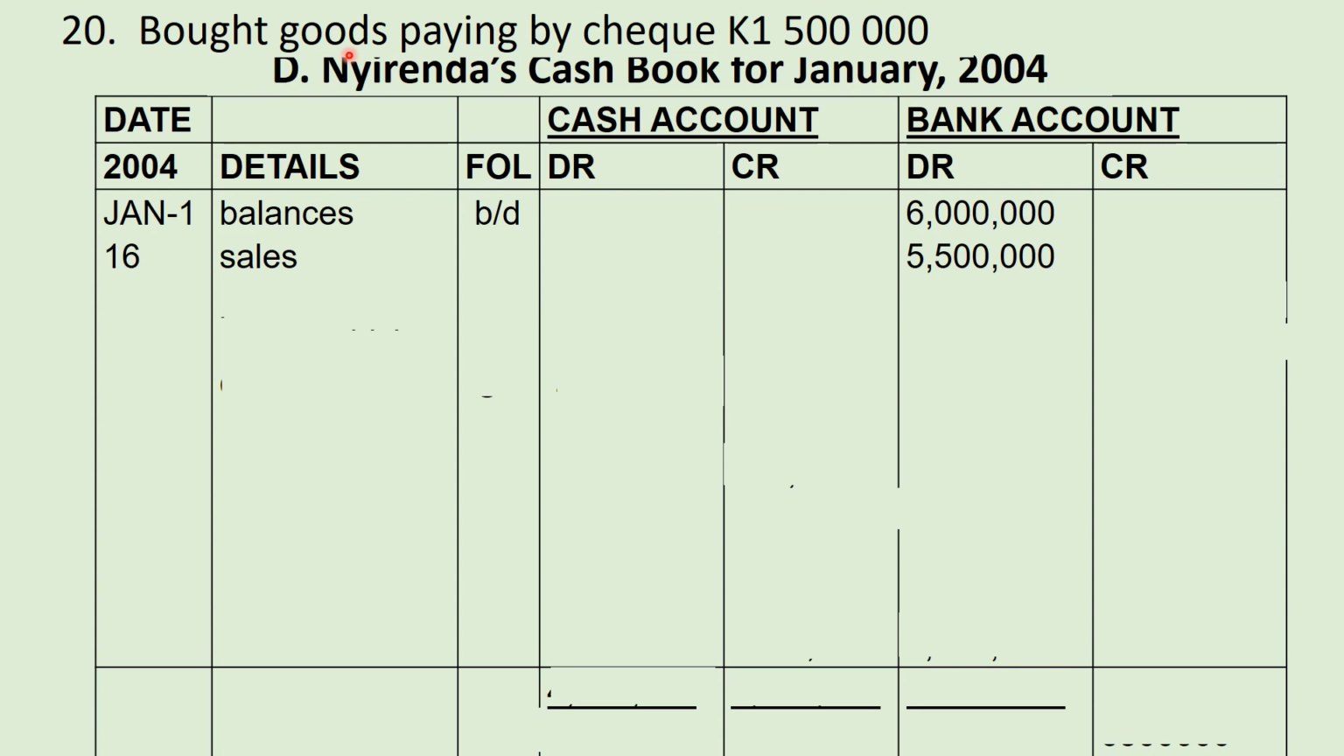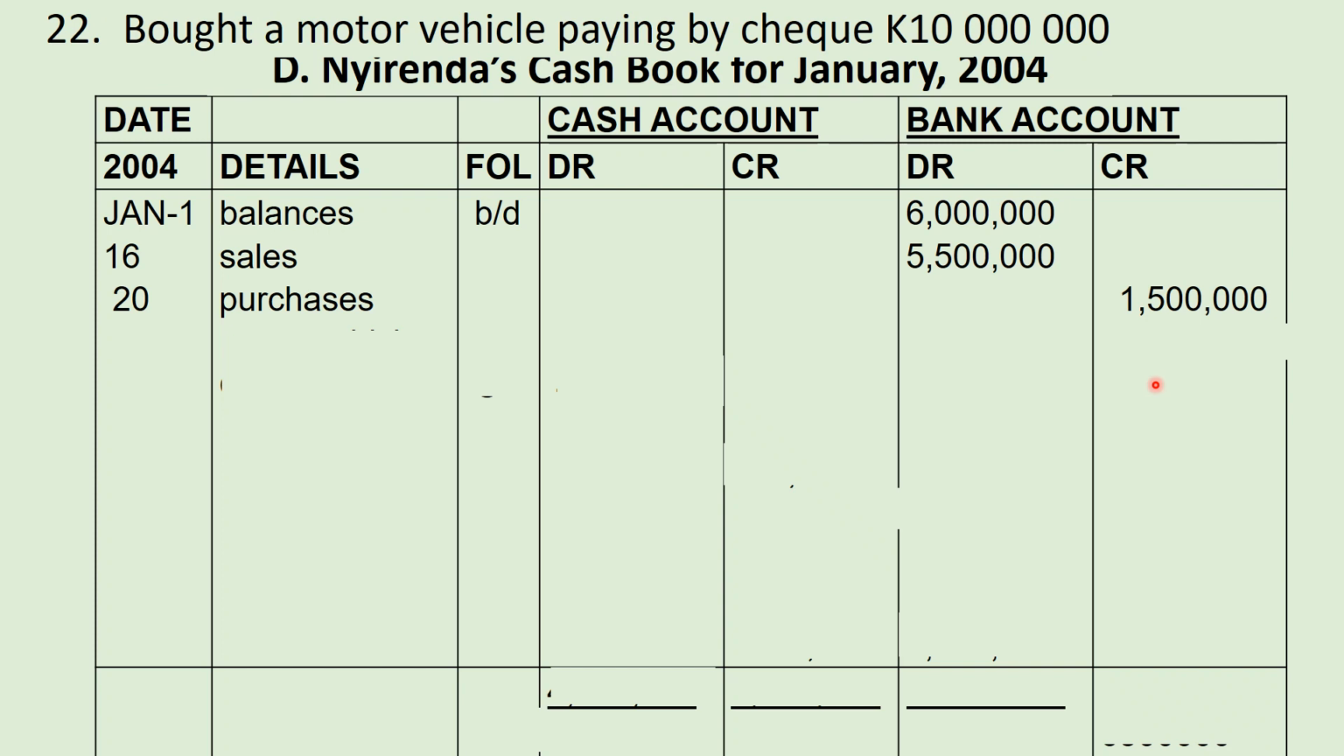The next transaction is bought goods paid by check worth 1,500,000. So now we have made the purchase. On the 20th we made the purchase using the check. So the bank account is going to be credited because money has moved outside the bank account. So 1,500,000.